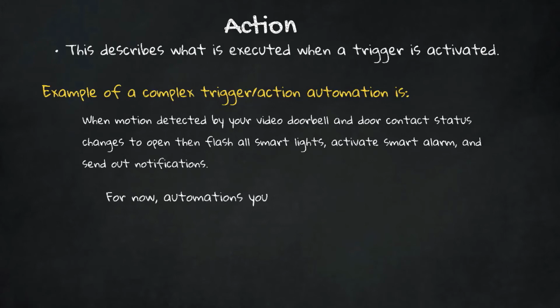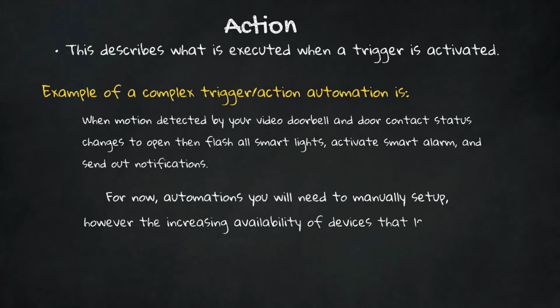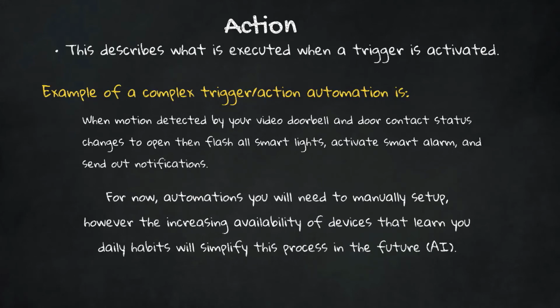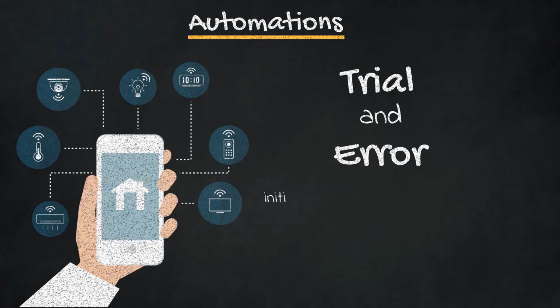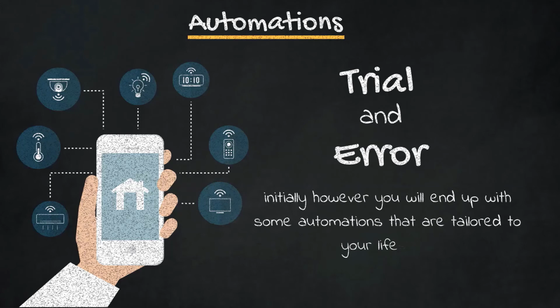At the moment, automations do need to be set up manually. However, the availability of devices that learn your day-to-day habits is increasing, and this in the future will simplify this process and will use the likes of AI technology to automate the automation creation process. So initially there will be some trial and error when you're setting up your automations to meet the requirements of your daily lifestyle.